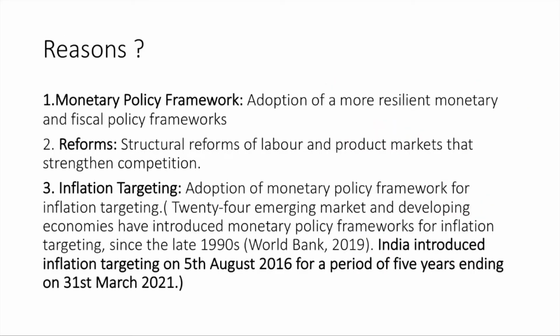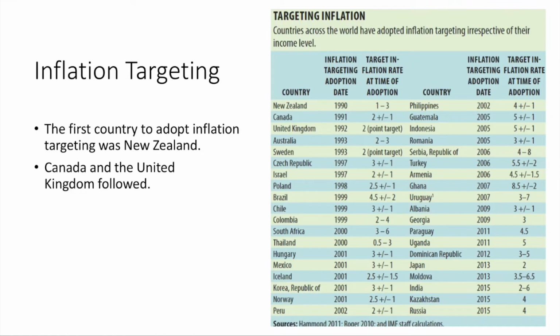And what are the reasons for that? Most countries have adopted a monetary policy framework. Most countries have also adopted labor and other reforms, and most countries are moving towards direct inflation targeting. So India has also introduced inflation targeting in 2016 after the Urjit Patel Committee recommendations, and we want inflation to be in the range of 4 plus minus 2. Now the first country to target inflation was New Zealand, and later Canada and UK followed. Right now, recently, India, Kazakhstan and Russia are targeting inflation.